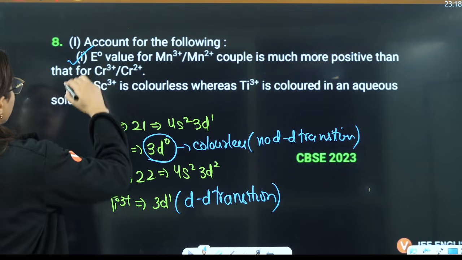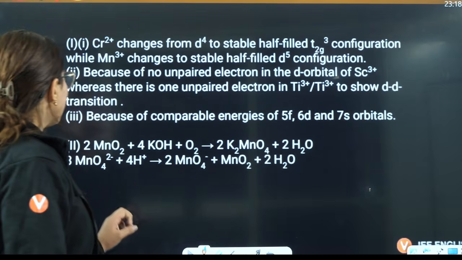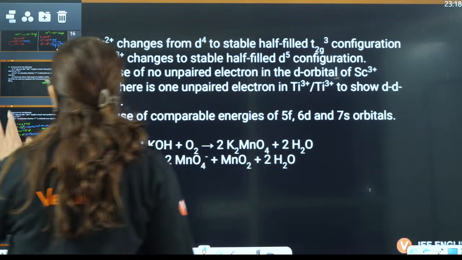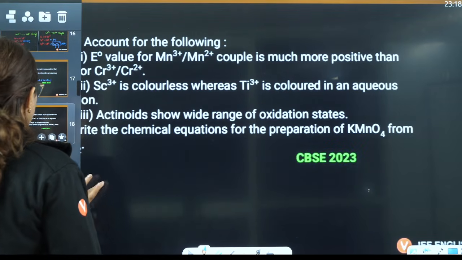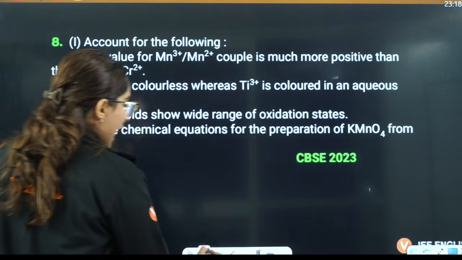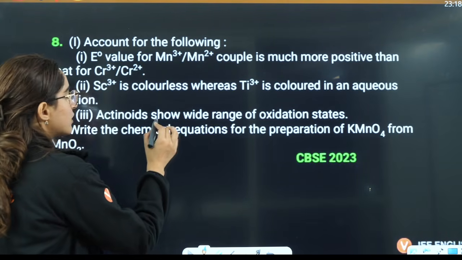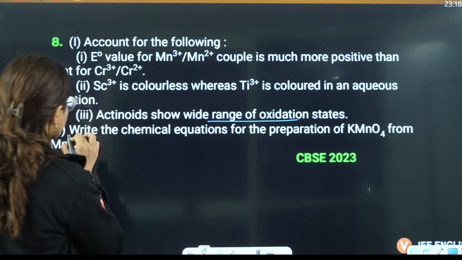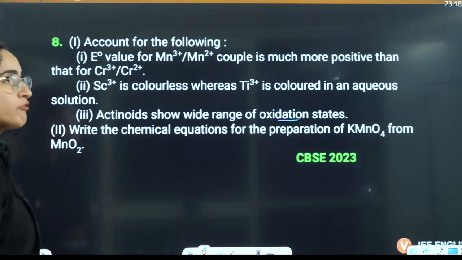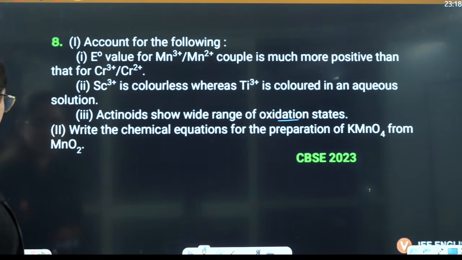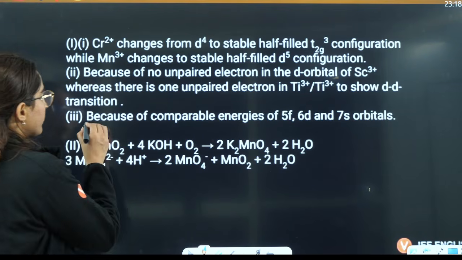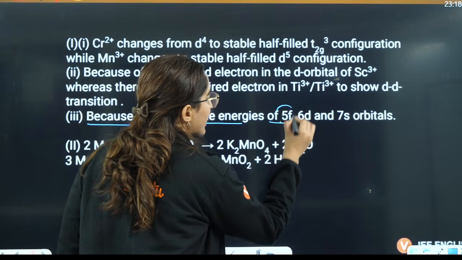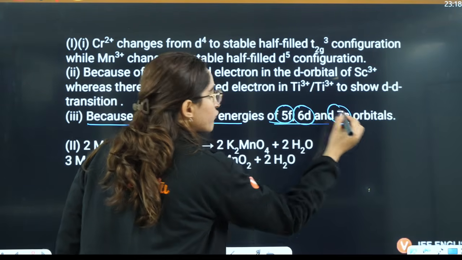So this is also done. Then the third question is asking, actinoids show a wide range of oxidation states. Why wide? Because their energies are similar. You will write here only: because of comparable energies of 5f, 6d and 7s orbitals. Simple.